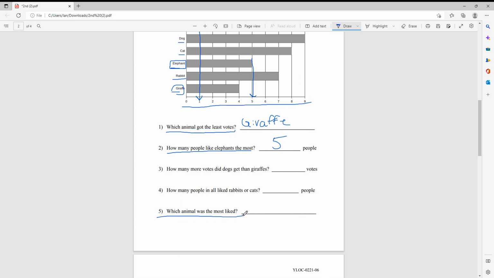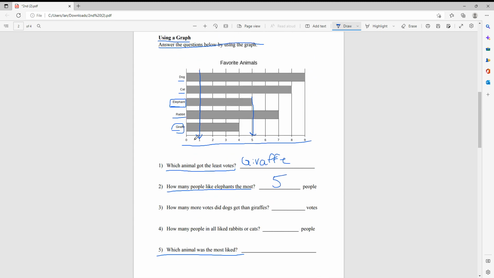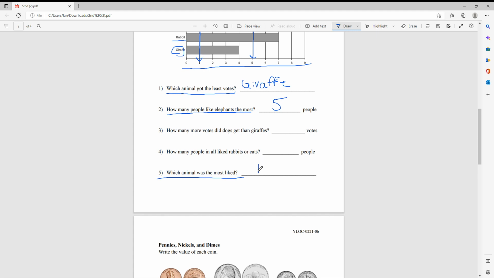Let's just do number 5 here. Which animal was the most liked? So just like the first one, which got the least votes, we just look at the bar that is the greatest, which should show which one is the greatest. And if we look at the bar here, then it lines up to dog right here. So the animal that was most liked is dog.